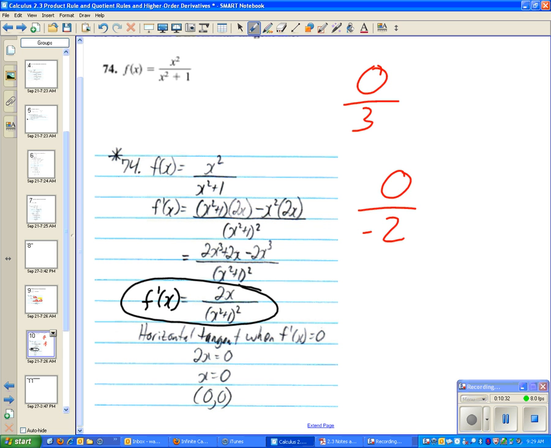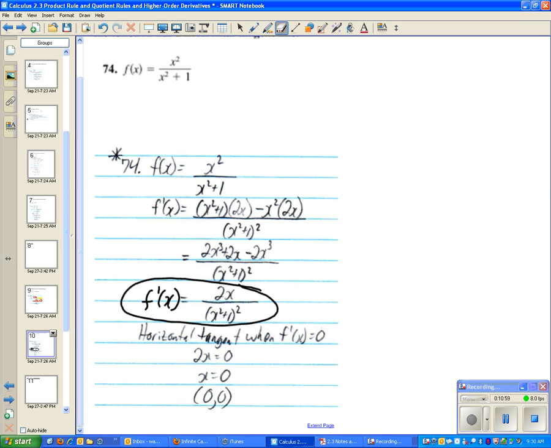And the directions did say point or plural. So once we got x to be 0, go back up to f of x and put in a 0. It turns out y equals 0 as well, because we'd get 0 over 1. Okay? Now, do y'all follow me on this problem?